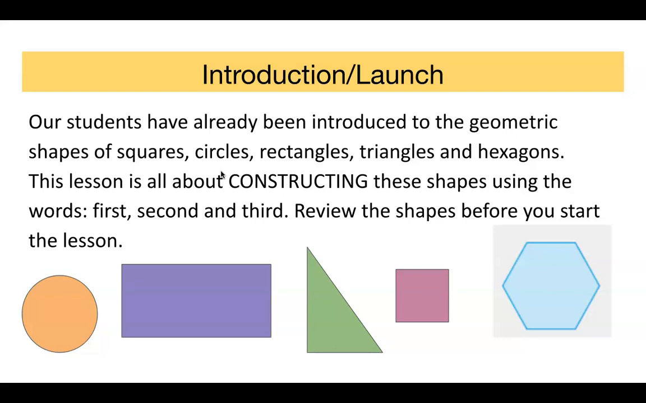So although they have already been introduced to the geometric shapes of squares, circles, rectangles, triangles, and hexagons, we do want to connect to their prior knowledge and remind them of the names and the number of sides for each one of these shapes. This lesson is all about constructing these shapes using the words first, second, and third. So please take the time to review the shapes before you actually start the lesson.